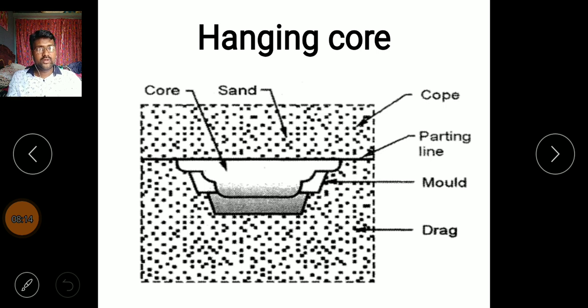Observe in the diagram. Here it is the mold, molding sand, and it is the core. It is drag box and cope box. We have placed the core above the mold, above the pattern.